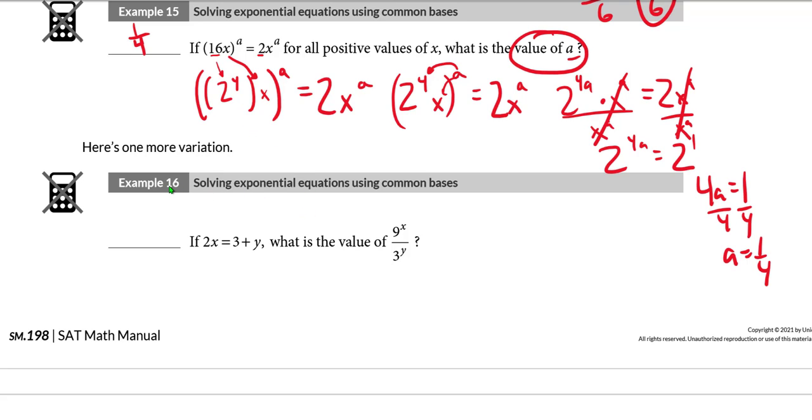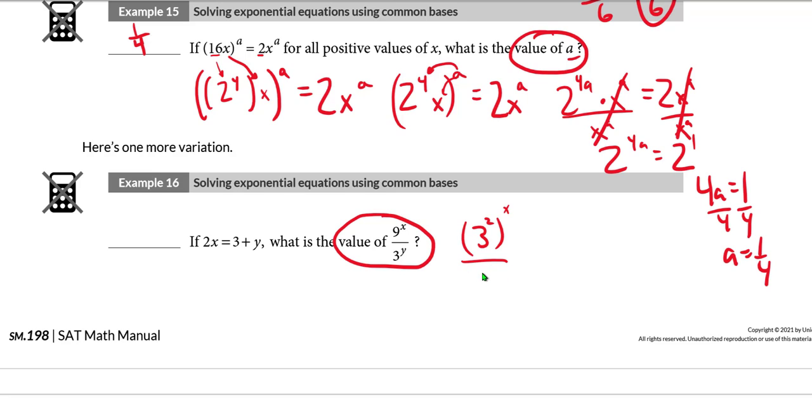Finally, example 16, solving exponential equations using common bases again. So what are we going to do here? We are going to first of all read the question. 2x equals 3 plus y. What is the value of 9 to the x over 3 to the y? Right away, let's circle this. Right away it should be clear that we're going to be using a base 3 in this particular case. So I'm going to rewrite that numerator. Remember, parentheses under the original exponent.